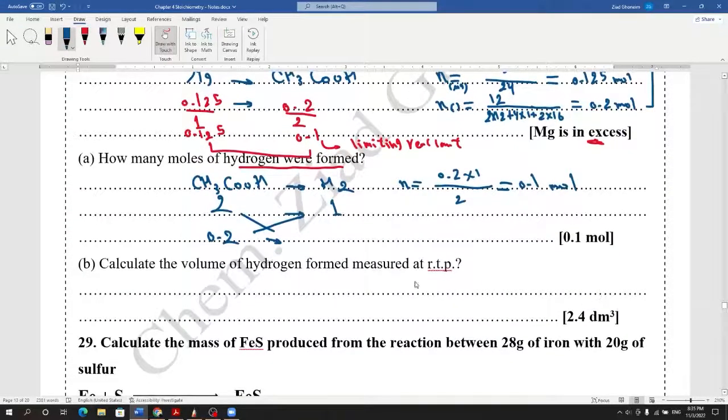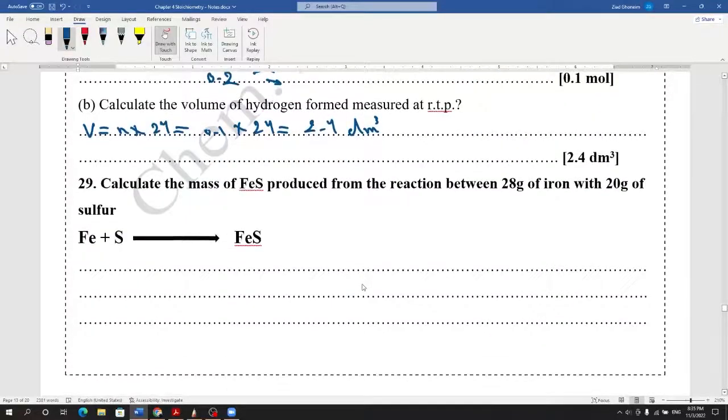That's the answer. Calculate the volume of hydrogen formed. Okay, the volume equals the number of moles multiplied by 24. 0.1 multiplied by 24 equals 2.4 decimeter cube.